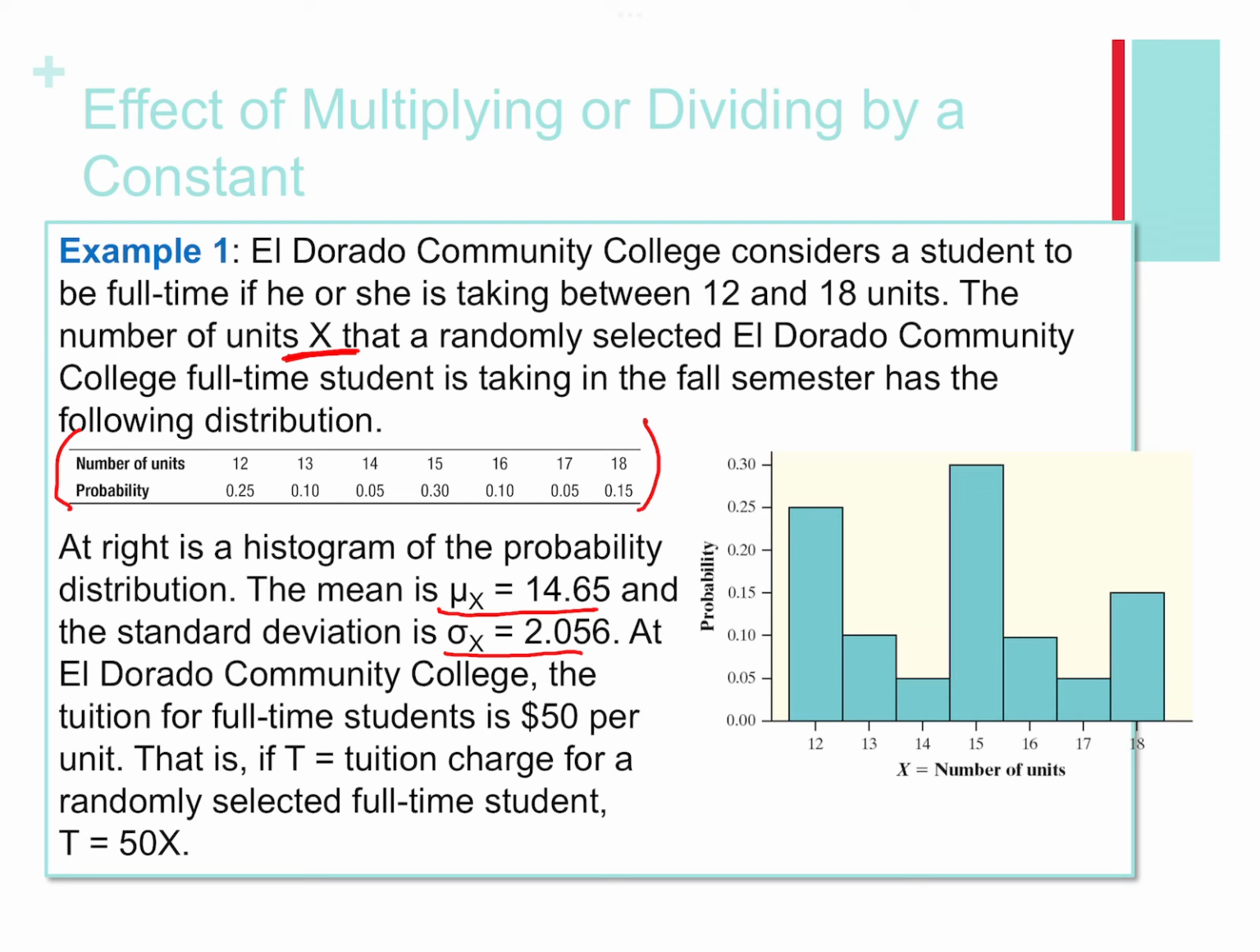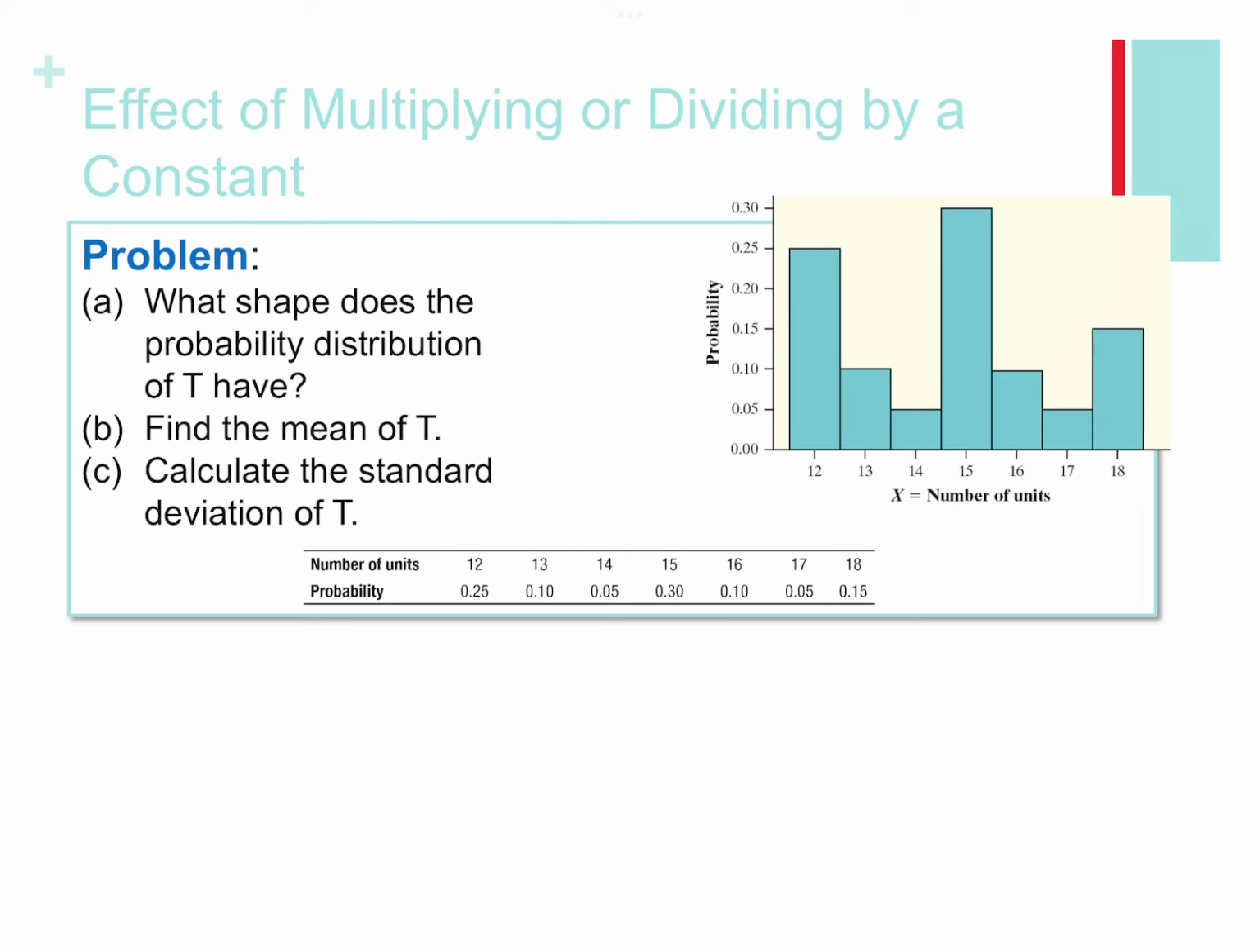But instead of asking you to find the mean and standard deviation, I'm giving them to you, along with a histogram of what the data looks like. Then it tells us that tuition is $50 per unit. So that means that our total cost t is going to be 50 times x, because it's $50 times however many units I'm taking. So what we're doing is taking our random variable x and multiplying it by 50. With that in mind, we want to answer some questions.